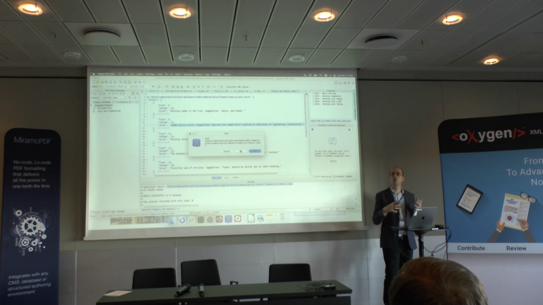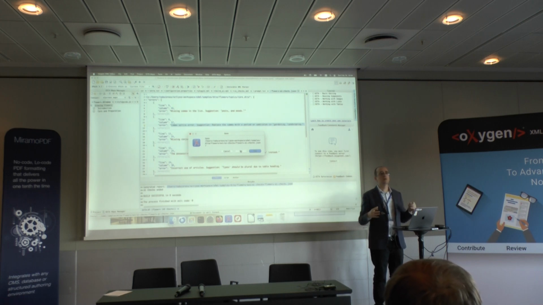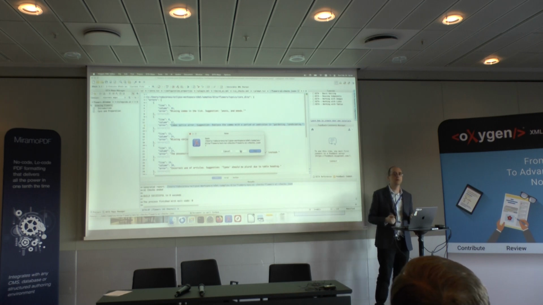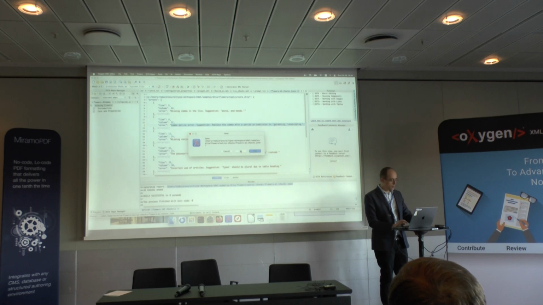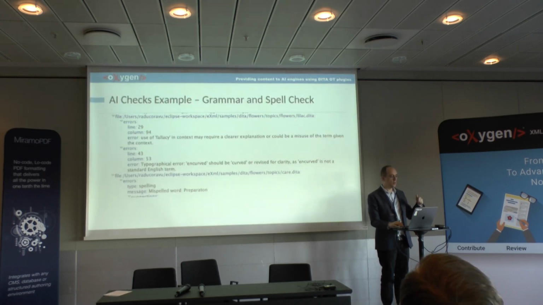Would you consider that you have use cases for this in your company, or maybe another prompt? This is a prompt for spell check. Maybe you want a prompt for logical consistency. So you want to take each topic, expand content references, and then ask the AI if they are logically consistent. Moving forward. So this is, as I showed you, the list of errors reported by the AI. You apply it on the DITA map, which may have 10, 100 and so on topics.